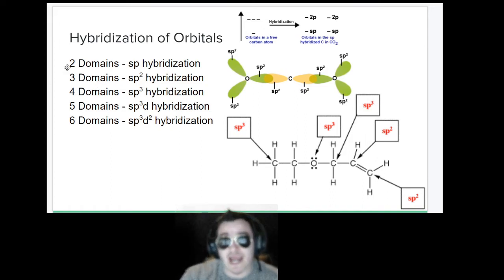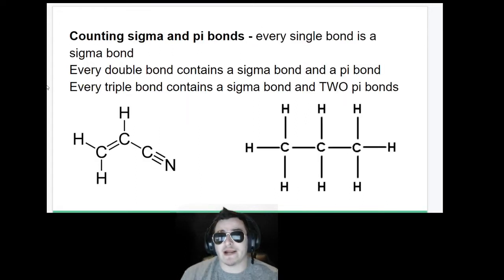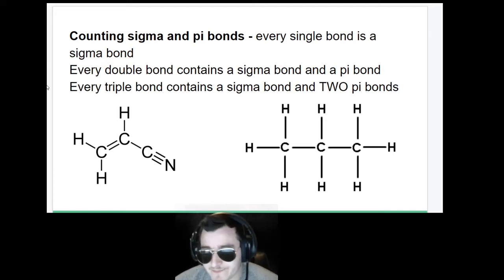Count the domains and the superscripts must add up to the number of domains, okay? Or you can simply look at this list right here, and if you know how to count domains, well then, congratulations, that's the hybridization of the atom that you're looking at. So honestly, no brain power required. Don't need the 200 IQ, if you know what I'm saying. Next, we're going to learn how to count sigma and pi bonds, okay?